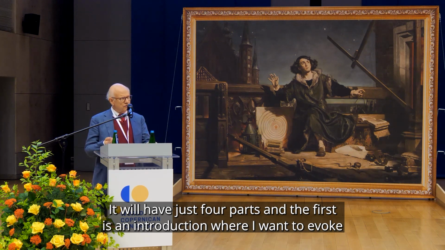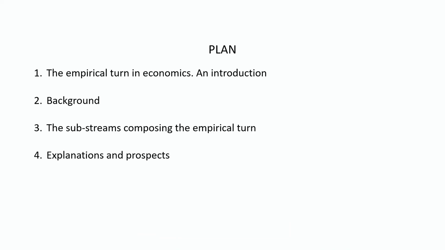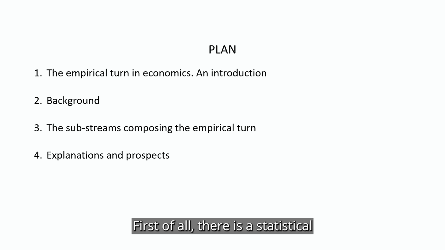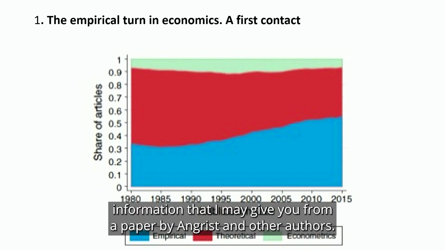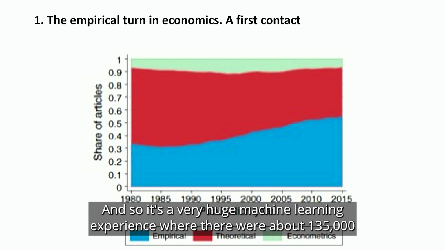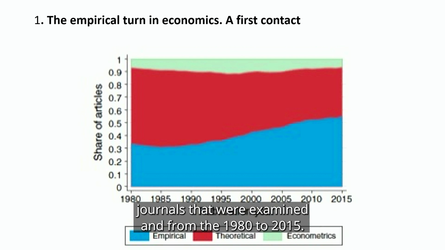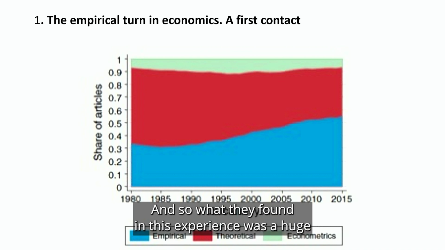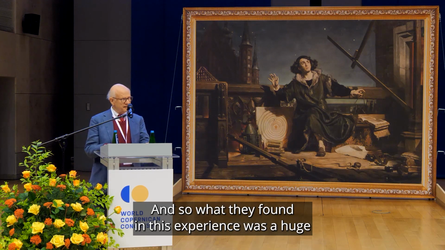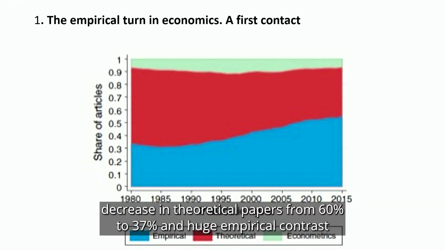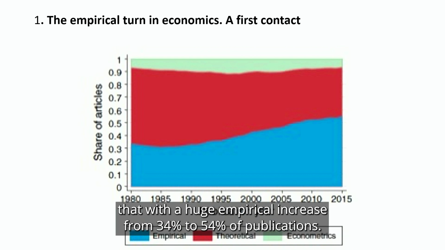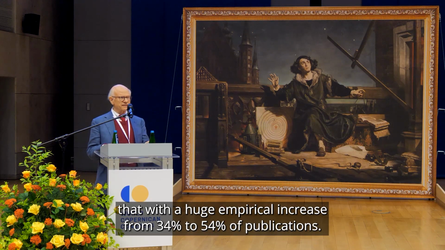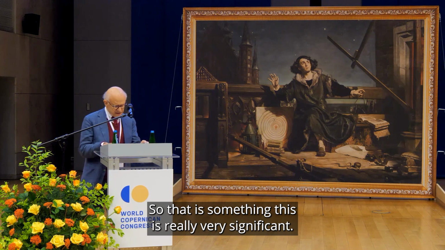The first is an introduction where I want to evoke in a few slides what this empirical turn is. First of all, there is statistical information that I may give you from a paper by Angrist and other authors. It is a huge machine learning experiment where about 135,000 journals were examined from 1980 to 2015. What I found was a huge decrease in theoretical papers from 60 to 37%, contrasted with a huge empirical increase from 34 to 54% of publications. So this is really very significant.